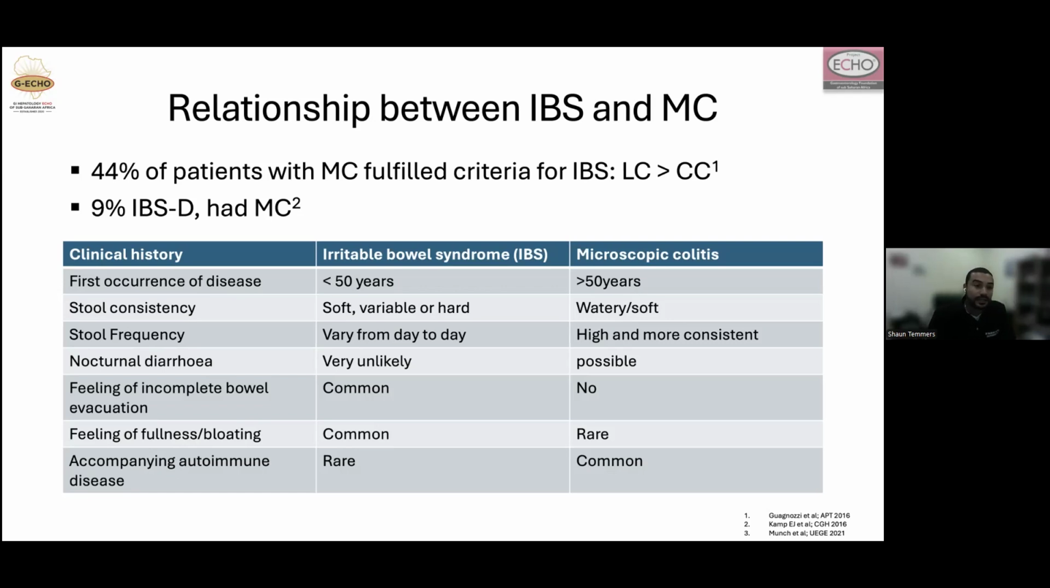Now, we can distinguish clinically from history between the two. The most important thing to look at in this table is the stool consistency and the stool frequency. Stool consistency in a patient with irritable bowel syndrome is usually soft, variable or hard. But in microscopic colitis, the hallmark of the disease is watery, soft stool. The frequency is usually high and more consistent, whereas patients with IBS have variability of stool consistency during the course of the day. The presence of an autoimmune disease in a patient diagnosed with IBS should alert you to look for microscopic colitis in that patient.